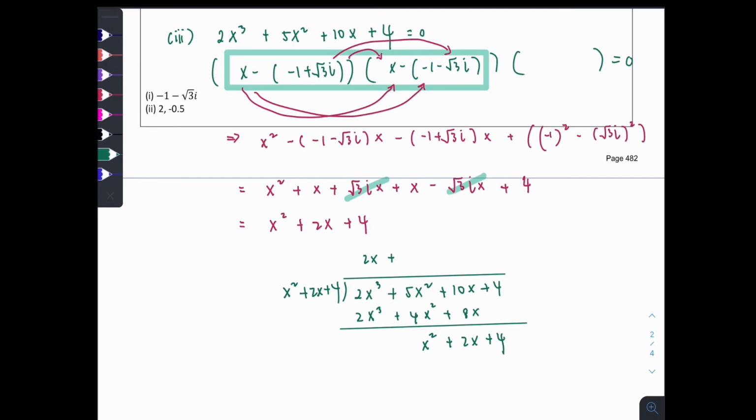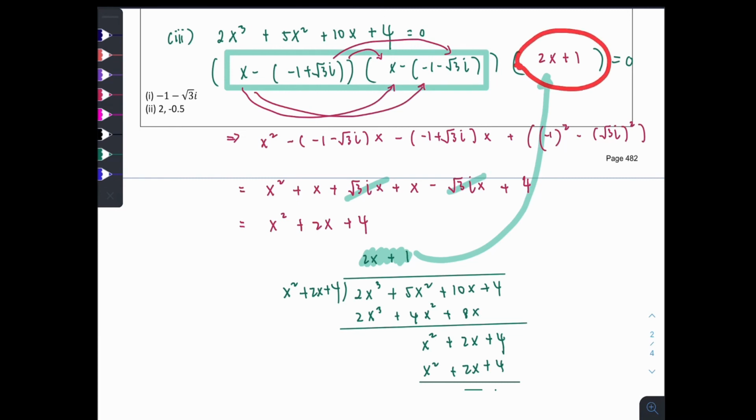Then here we just need to put in a 1. Then we'll have x squared plus 2x plus 4, and there shouldn't be any remainder. Alright, so which means this is actually the third factor here. The 2x plus 1 should be here, and hence this gives the third root. So the third root should be 2x plus 1 equals to 0, and hence the third root is negative 1 over 2. That's how we solve for this question.